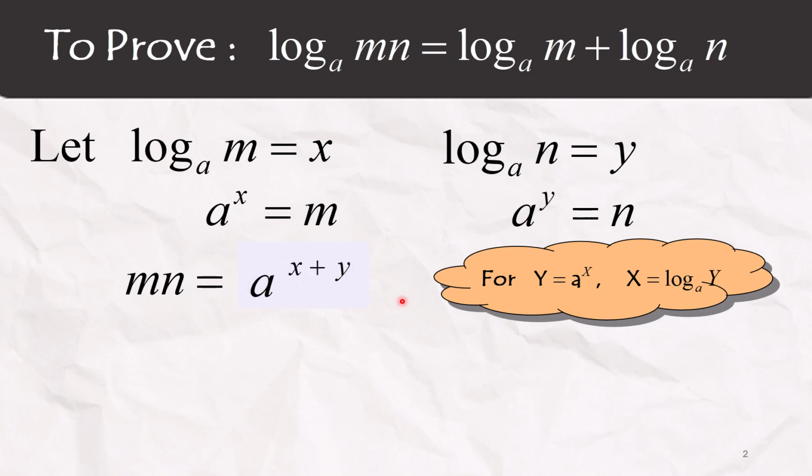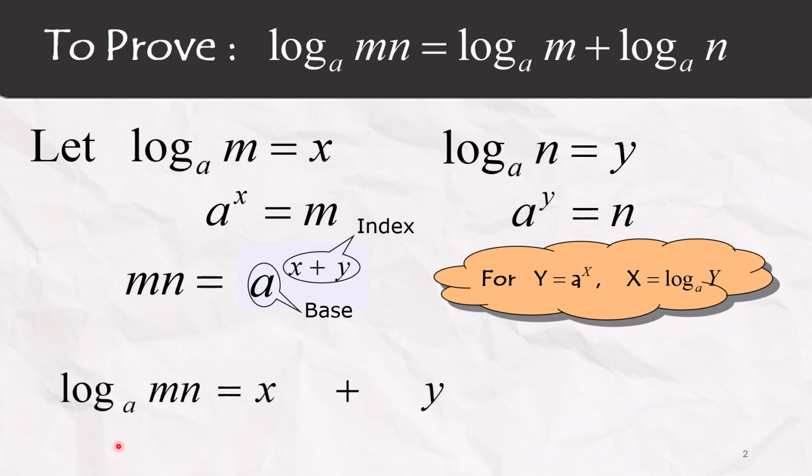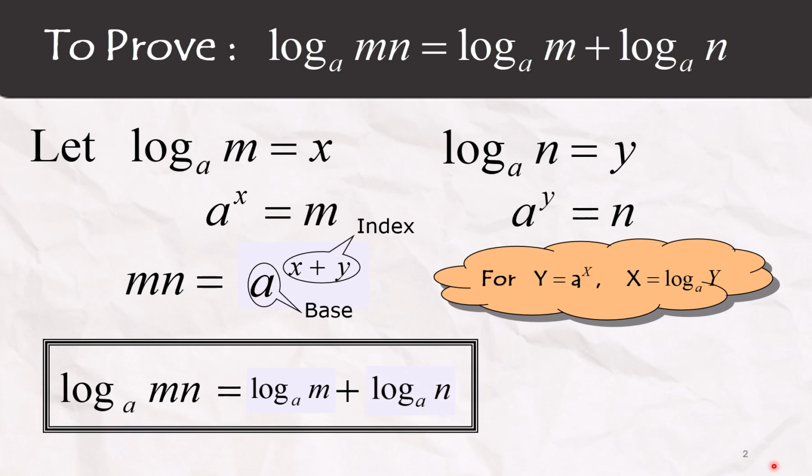Now at this point, I'm going to change this index form back to log form. To do that, again, I will need to identify the base and the index. So changing it to log form, this is what I will have. And now what is x and y? I know that x is equal to log base a of m and y is equal to log base a of n. And with this, we are done with the first law, which is what we call the product law.